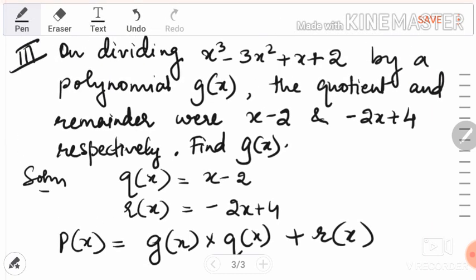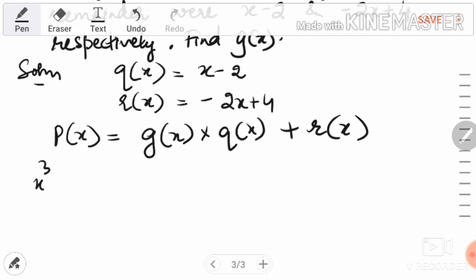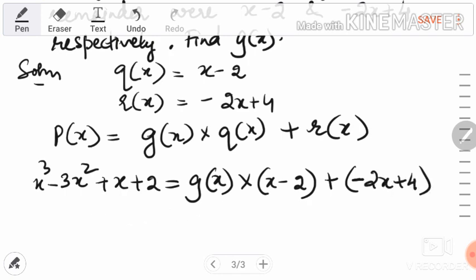We know p of x, which is x cube minus 3x square plus x plus 2 equal to g of x, which needs to be found, into q of x, which will be x minus 2, plus r of x, minus 2x plus 4. Now we solve this equation. So carry minus 2x plus 4 to the other side.